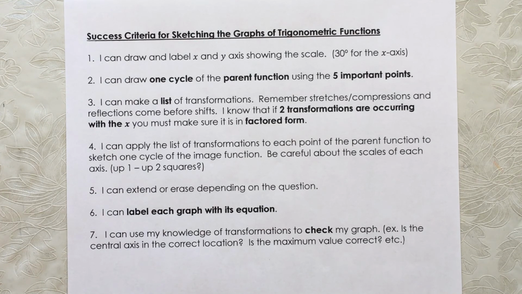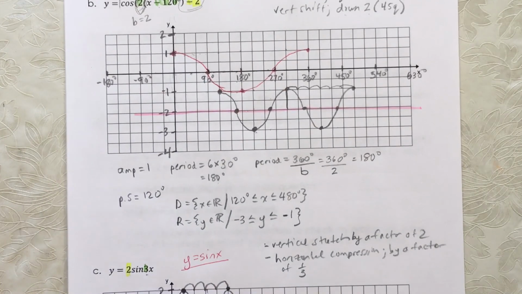Remember to write down the number of squares so that you don't forget that going up or down, if you go up 1, you're actually going up 2 squares. You can extend, we didn't do an erase question, but we can extend to 2 cycles by figuring the pattern out. We can label each graph with its equation, and we can use our knowledge of transformations to check our graph. So that's a good point here that we didn't quite go through. So again, our word should match our picture.